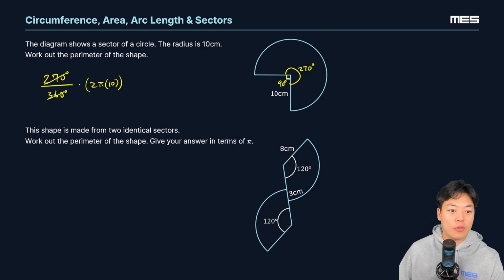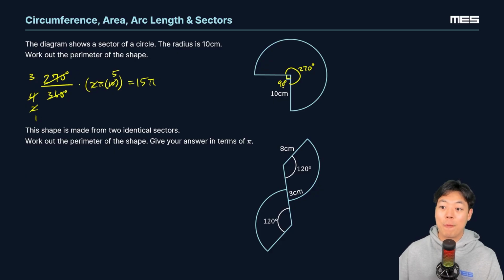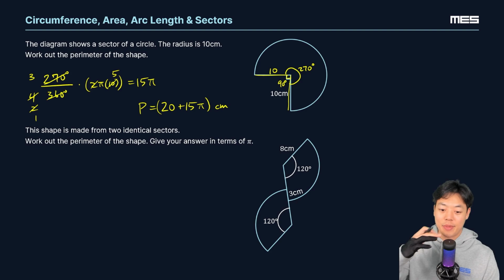So 270 over 360, that's 3 over 4. 2 cancels out with this 4, and 10 cancels out with this 2, leaving us with 5 times 3 times pi, which is 15 pi. Now, we must add these two side lengths as well, and they're both 10 centimeters. So our final answer, perimeter, will be 20 plus 15 pi, and this is all in centimeters.